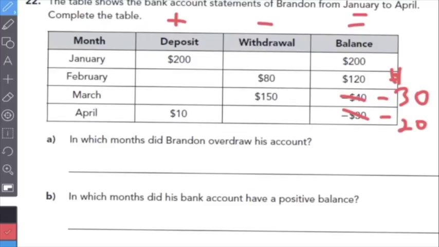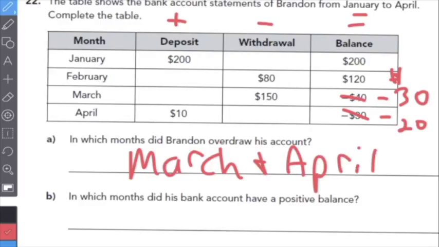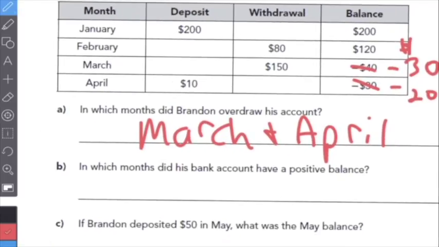So in A, which months was he overdrawn? That means he had a negative balance. So that would be March and April, because he has a negative balance, is overdrawn. That means he doesn't have enough money. Next one, in which months do you have a positive balance? So we just look at the two positive numbers, and that's going to be January and February.